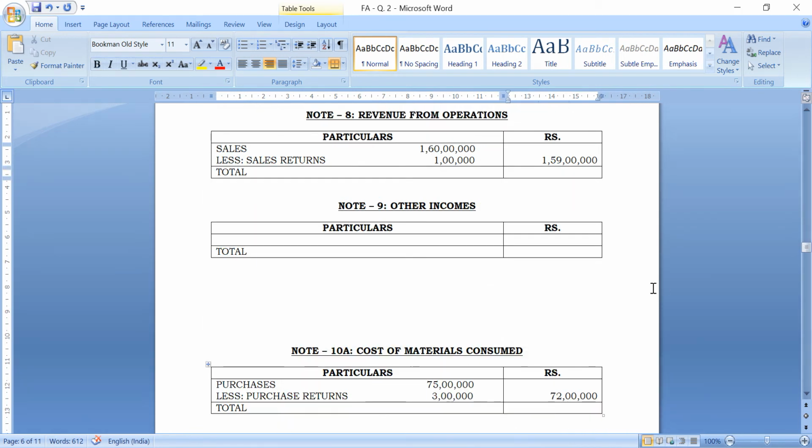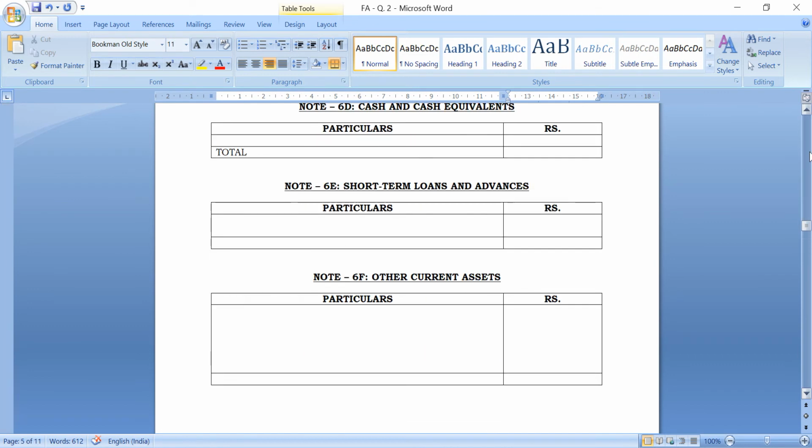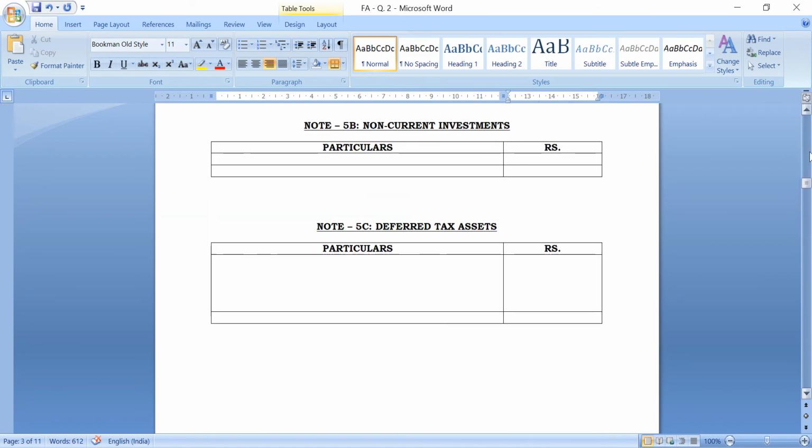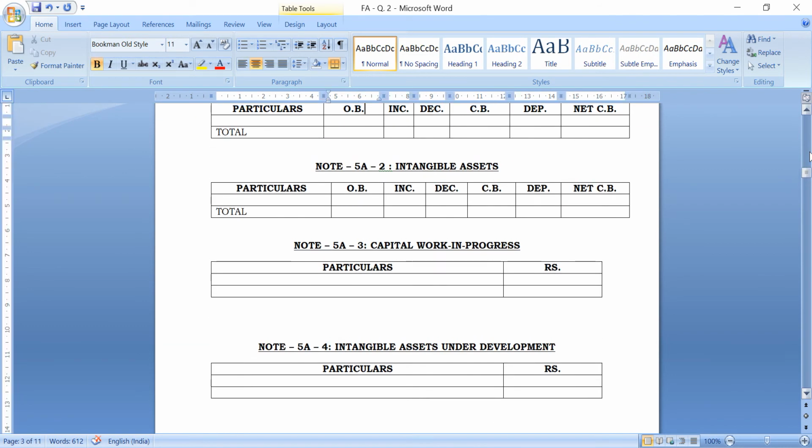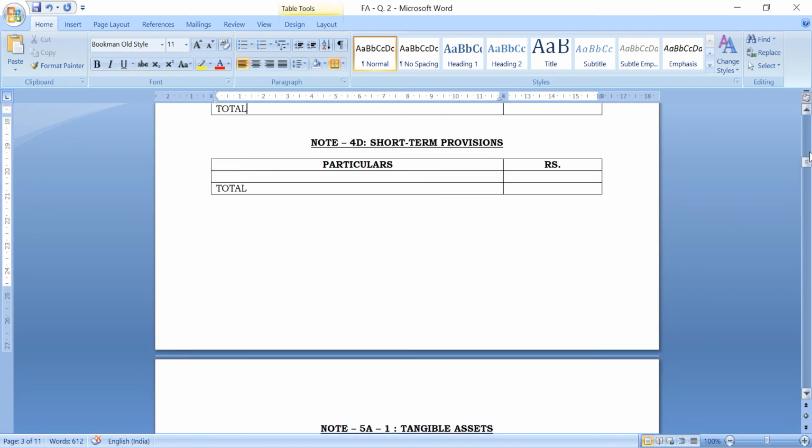Go to 4D again. Where is 4D? Okay, here it is, 4D. Provident fund, amount 6 lakh. It's done.